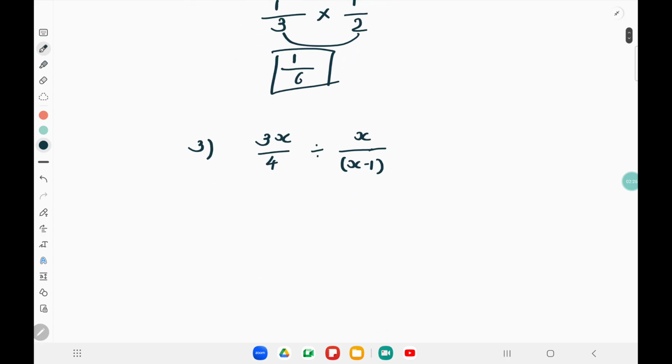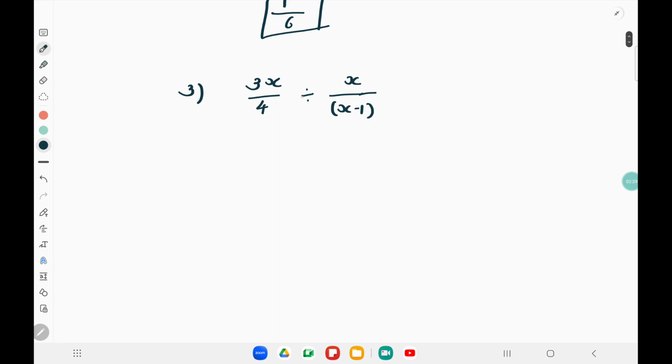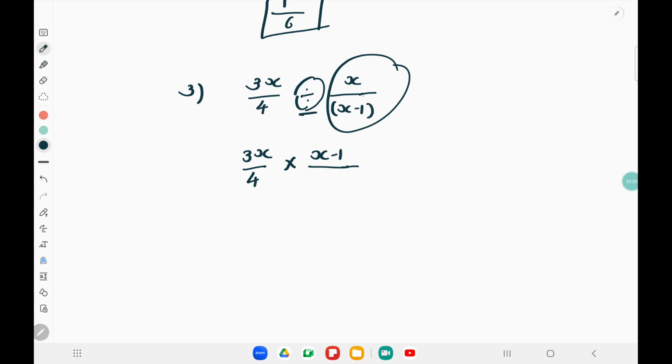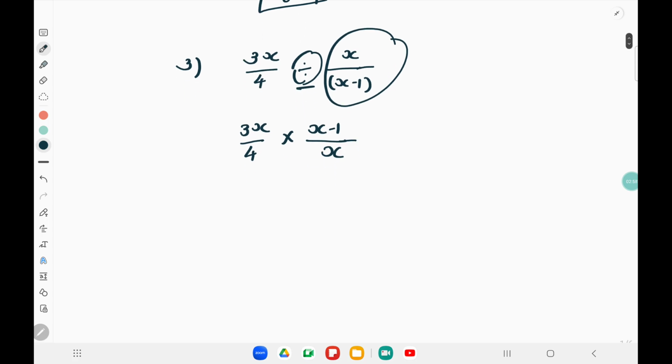Okay, let's move on. Here we have to divide fractions. So first of all, we change this division sign to multiplication, and remember the rule: keep, switch, flip. First we keep the first fraction as it is, then the division sign we switch to multiplication, and because we switched the division sign to multiplication, we have to flip this fraction. So whatever was the denominator goes to the numerator, and the numerator goes to the denominator. Okay, that's it. Let's try to solve it.